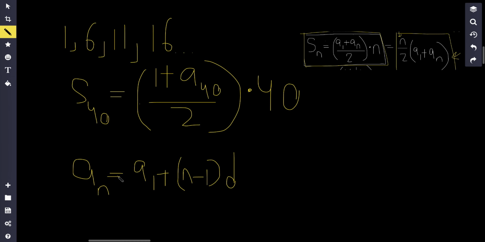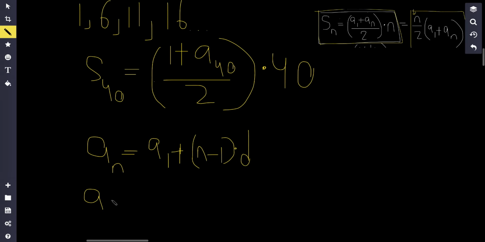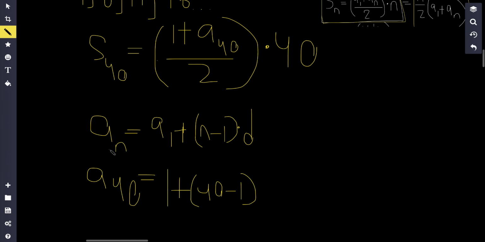And a sub n is equal to the first term plus the number of terms minus 1 times the common difference. So in this case, if I'm trying to find out a sub 40, this is going to be equal to the first term plus n minus 1. So it's going to be 40 minus 1, right? Notice how if I plug in 40 here for n, I also have to plug in 40 here for n. So, just keep that in mind, right? So 40 minus 1 times the common difference.